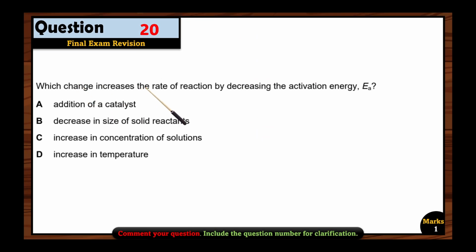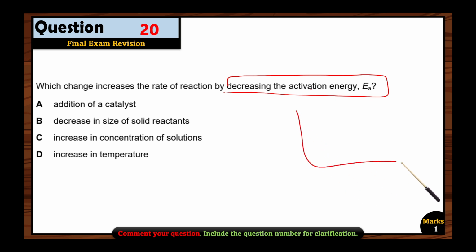Which change increases the rate of reaction by decreasing the activation energy? I already told you only this is the job of the catalyst. Catalyst will decrease the activation energy of that overall reaction. If your reaction needs this much energy to react, now when you add the catalyst, it may just need this much energy to produce the reaction. So that's why if you add the catalyst, it will decrease the Ea.